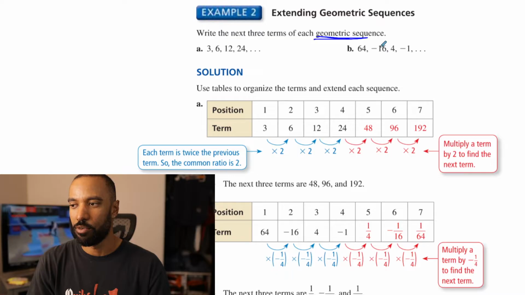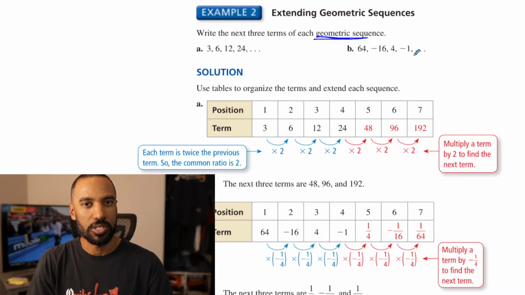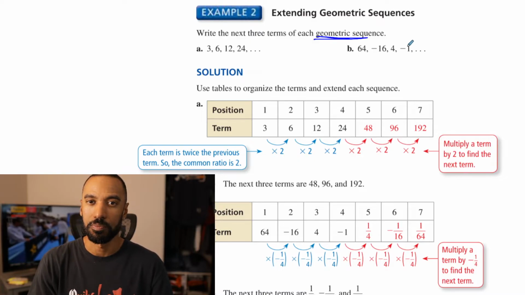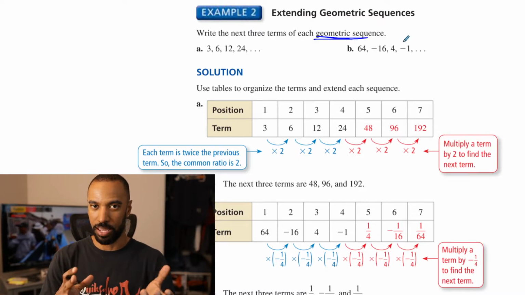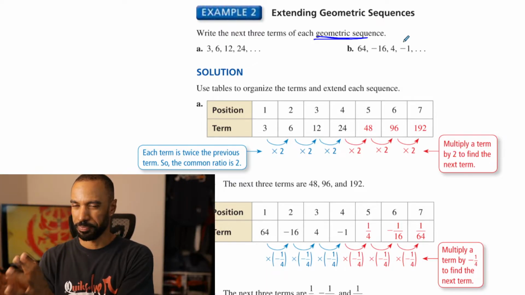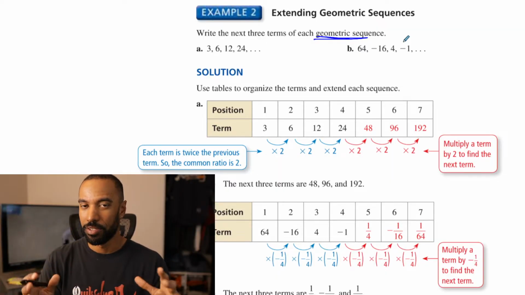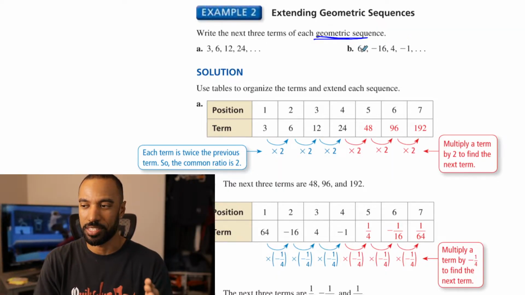And then 64, negative 16, 4, and negative 1. Oh yeah, geometric sequences can have negative common ratios. You know how exponential functions can't have a negative b value, or 1 or 0? This shouldn't be able to have 0. I don't think it'll have 1, but it can have negative 1. It can have negative common ratios. So this one has exactly that.